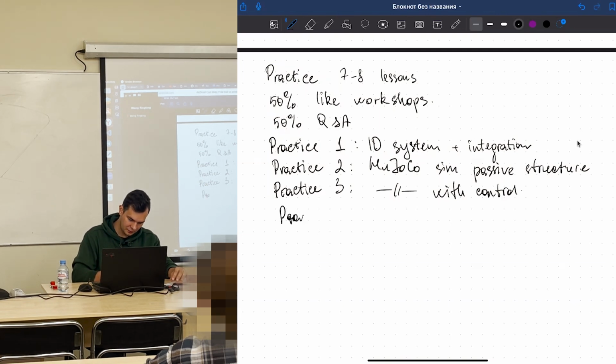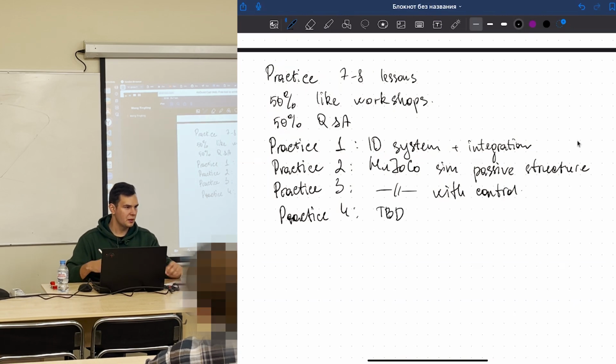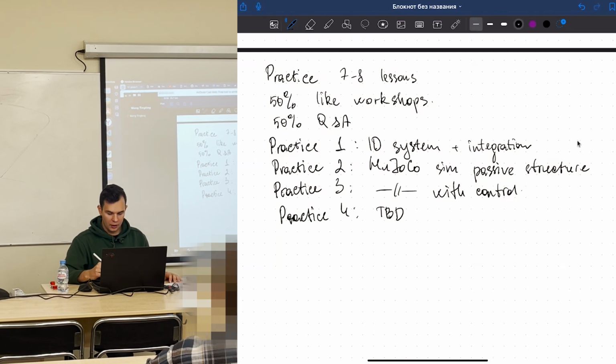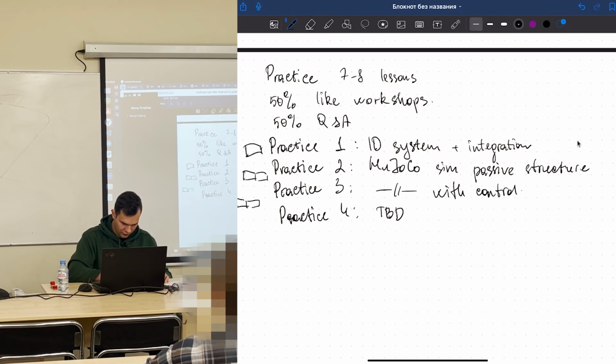Practice 4 is to be discussed. It's something a little bit different. We're going to discuss it with the guys, so it will be a little bit more elaborate MuJoCo simulation. Maybe it's something with an extra library like Pinocchio. So something else. Basically all of this is small steps for you to make a foundation, a base for your knowledge in order to make a project.